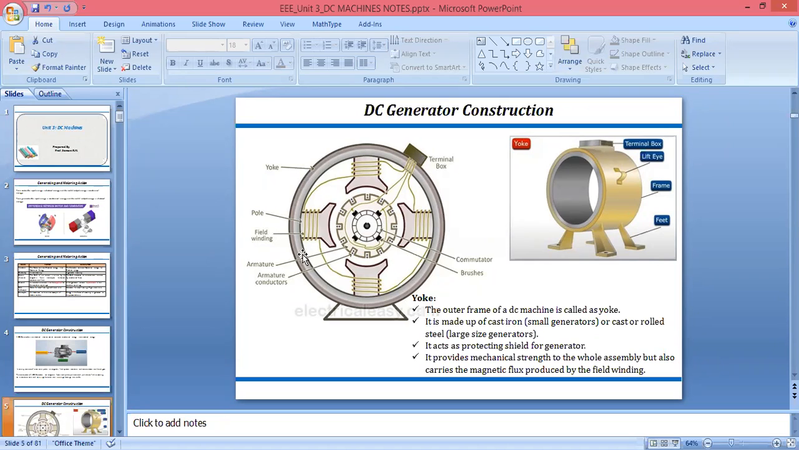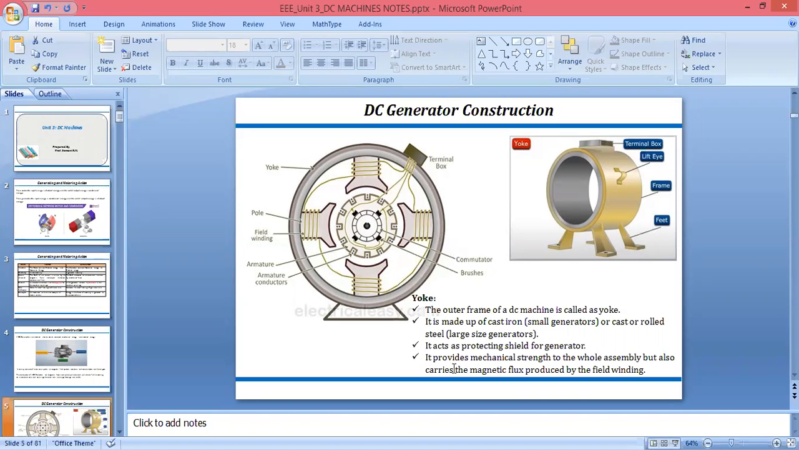And it is acting as a protecting shield for the DC generator. मतलब बाहर के वेदर से, बाहर के जो भी अदर डिवाइसेस है, it will prevent the whole inside circuit. How is it protecting? Shield for generator. So we can say it is the protecting shield and it is the protecting outer frame for the DC generator.